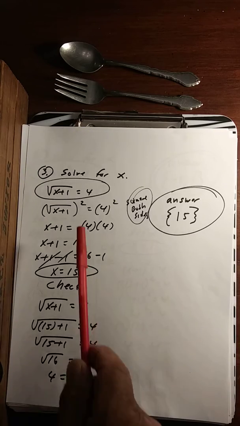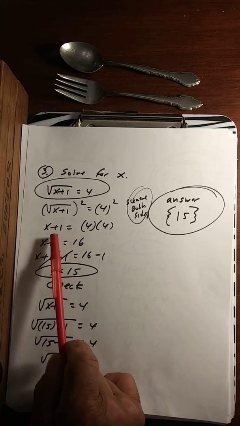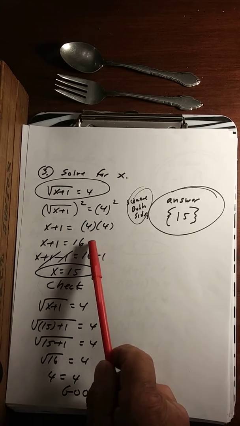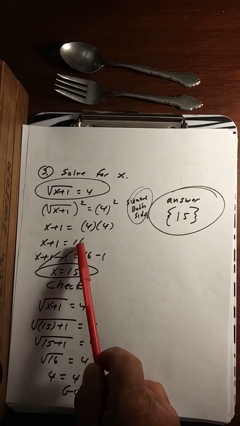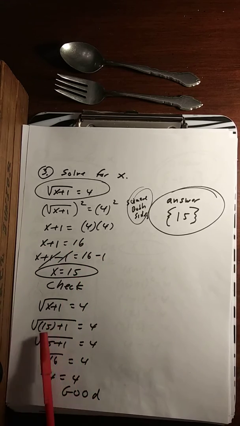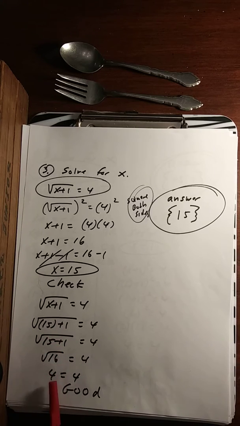Solve for x. Square both sides. This one squared and this one squared. That's going to be 4 times 4, that's going to be 16. X plus 1 equals that. Minus 1, minus 1. So x is 15. Try 15 back in there. 15 plus 1 is 16. Square root of 16 is 4. 4 matches 4. Yes. So that is the answer, 15.